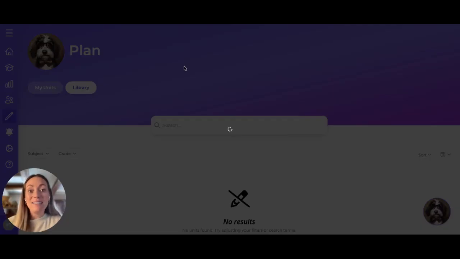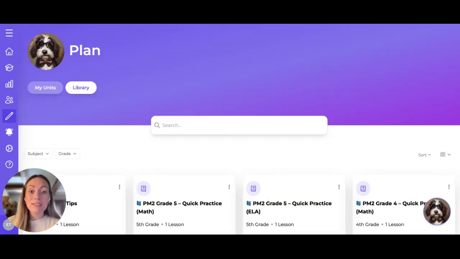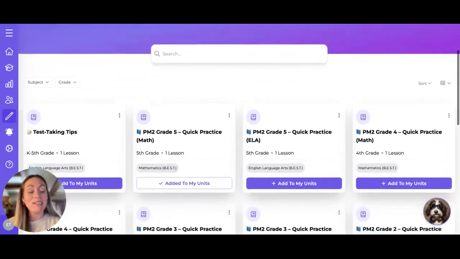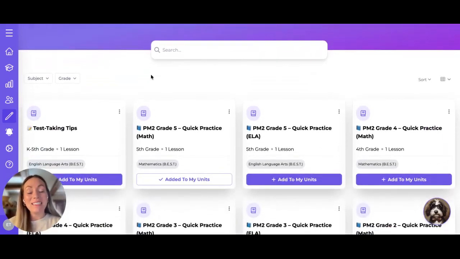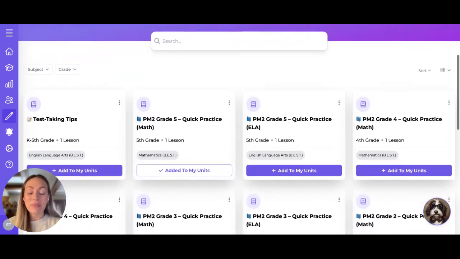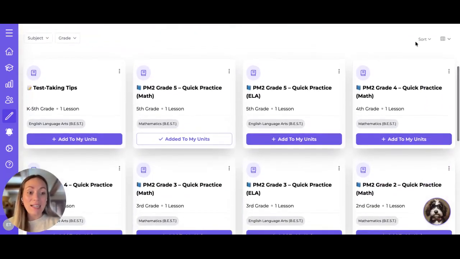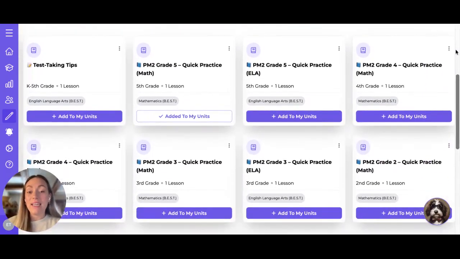So under the plan section, you'll head over to the Scholar Library. We have a dozen different lesson ideas for you. These, of course, can be added and modified or customized to your classes and students, and it's a great way for you to get an idea of what's possible in Scholar.